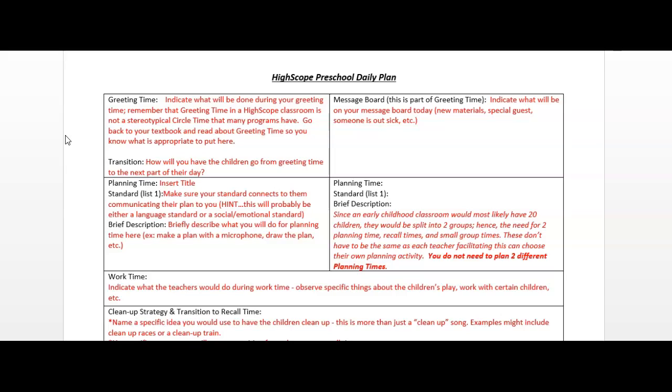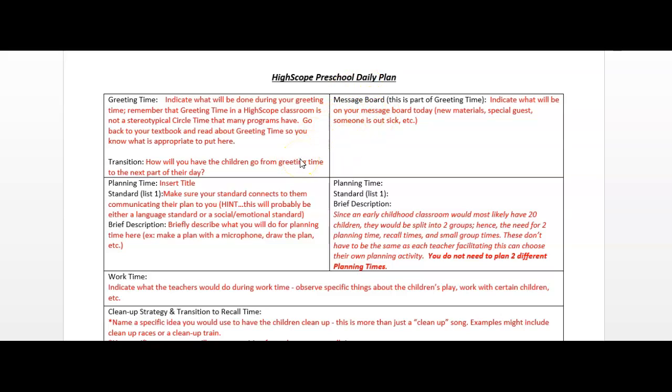The first part of the HighScope daily routine is greeting time and message board. These two things go hand in hand. Greeting time is not when you say hello to the children and their parents when they come through the doors of your classroom, but when everyone has arrived and you are now formally gathering them together in a large group to welcome them and prepare them for the day. This is also when the message board is introduced.